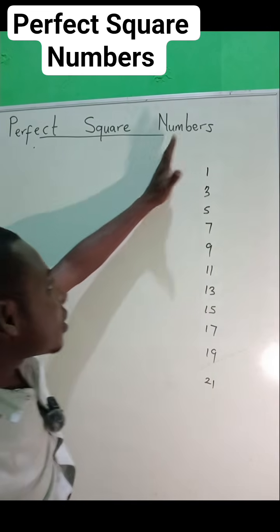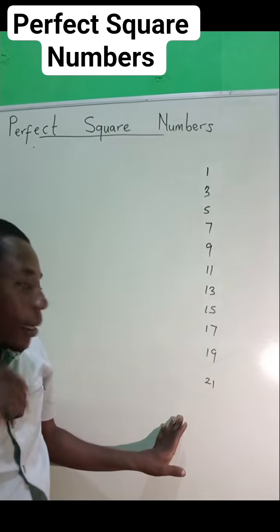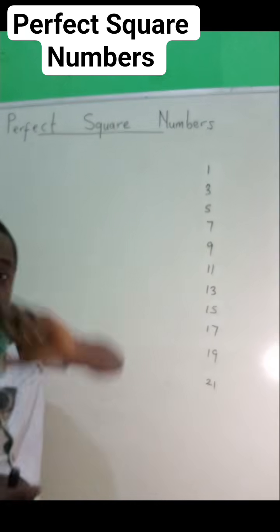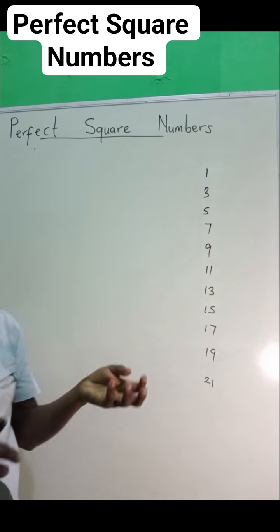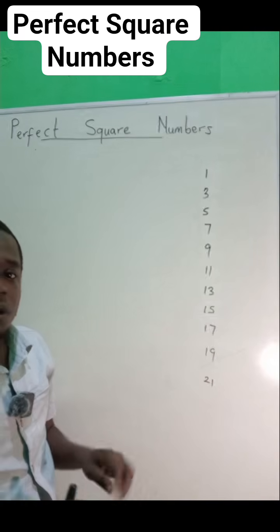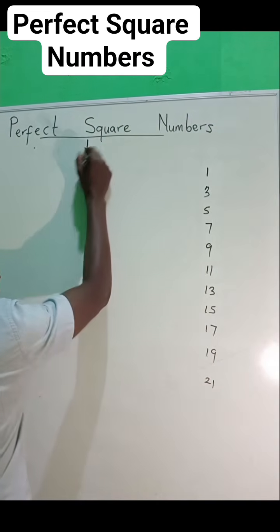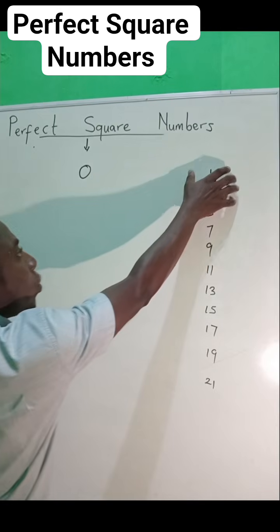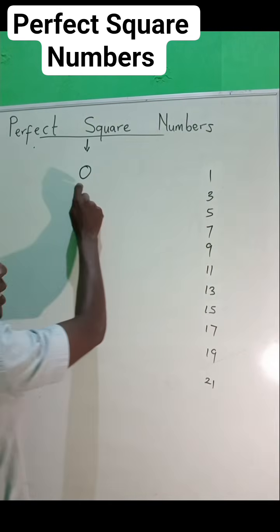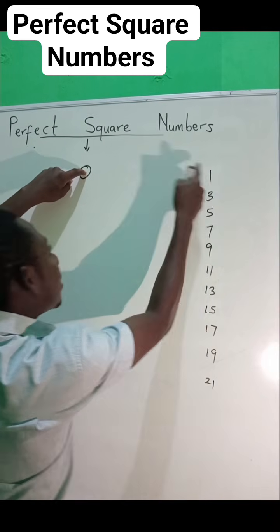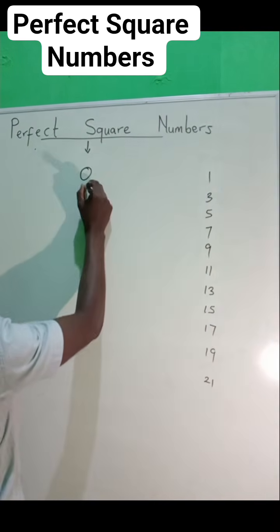So I said I'm going to use these odd numbers to generate perfect square numbers. Before I started, I indicated that 0 is also a perfect square number because if you have 0 multiplying itself, 0, you get 0. So I'm going to start from 0 with a perfect square number. So the trick here is you take one odd number, you add it to what you have here. Okay, so this is 0. So if I add 1 to 0, you get 1.